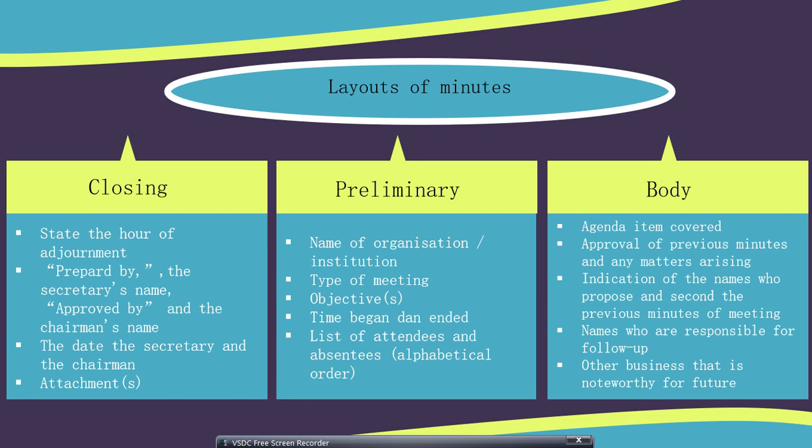The last part is closing. For minutes of meeting, we must include the time of adjournment. The second, we must write prepared by the secretary's name, approved by the chairman's name, stated at the end of the minutes. The date when the secretary and the chairperson sign the minutes and their positions are recorded. The last is attachments if applicable.